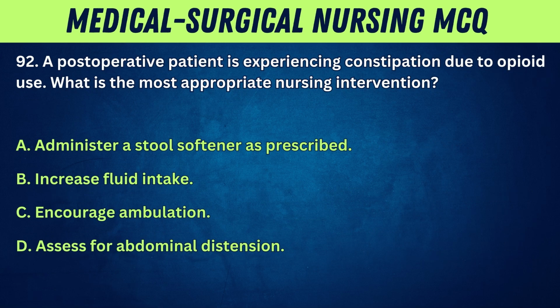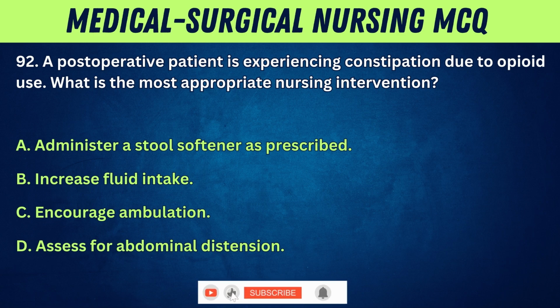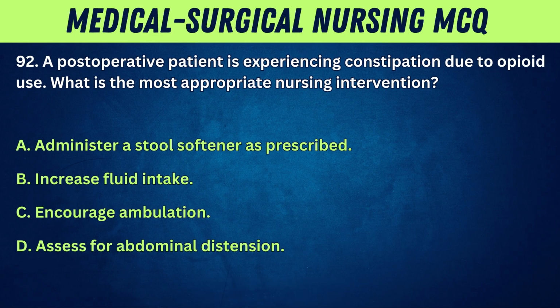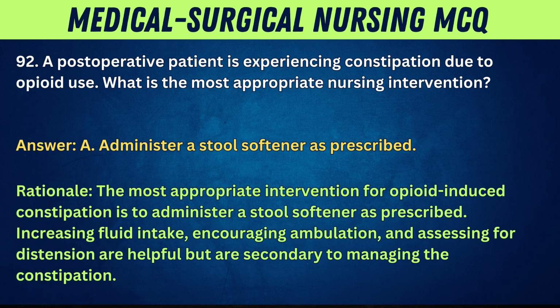92. A postoperative patient is experiencing constipation due to opioid use. What is the most appropriate nursing intervention? A. Administer a stool softener as prescribed. B. Increase fluid intake. C. Encourage ambulation. D. Assess for abdominal distension. Answer: A. Administer a stool softener as prescribed. Rationale: the most appropriate intervention for opioid-induced constipation is to administer a stool softener as prescribed. Increasing fluid intake, encouraging ambulation, and assessing for distension are helpful, but are secondary to managing the constipation.